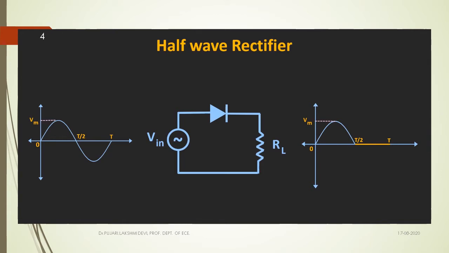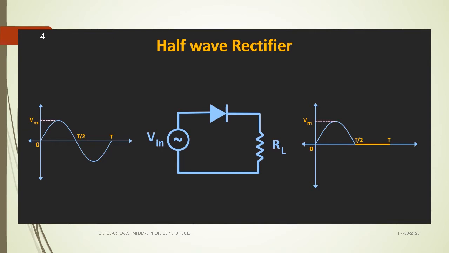Coming to the negative half cycle: after crossing 0, the leftover part of the input voltage is the negative half cycle. Whenever the anode is negative, with respect to the anode the cathode becomes positive, so the diode becomes reverse biased. If it is reverse biased, it appears to be an open circuit, so the output appears to be 0. That's why this yellow line indicates output 0. There is no output whenever the diode is in reverse bias.